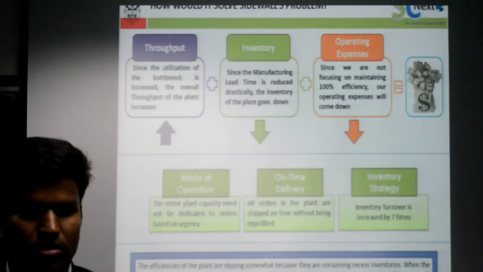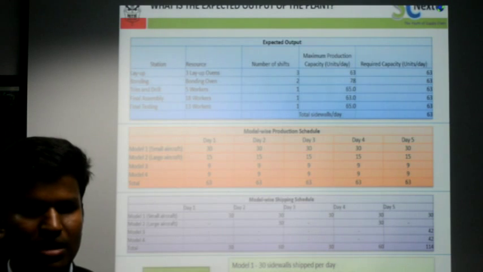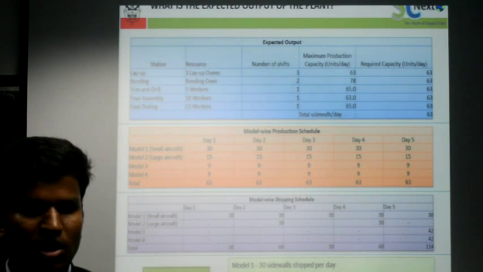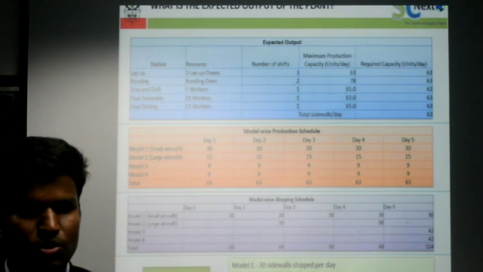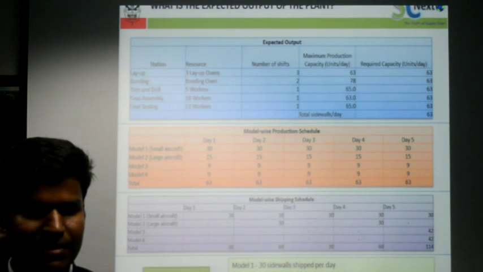Next slide please. The final question is, what is the expected output of the plant? Here we see that each of the processes is capable of producing 63 units, which is the throughput determined by our bottleneck. Looking at a model mix split, we can divide this as 30 sidewalls every day for small aircraft models and 15 every day for the large aircraft model and 9 sidewalls each for the other 2 models. Looking at the shipping schedules, we can ship 30 small craft sidewalls every day, 30 large aircraft sidewalls every other day and 42 sidewalls each every week for the other 2 models. By this, we will be able to meet our demand and even exceed it in case we get more sales.